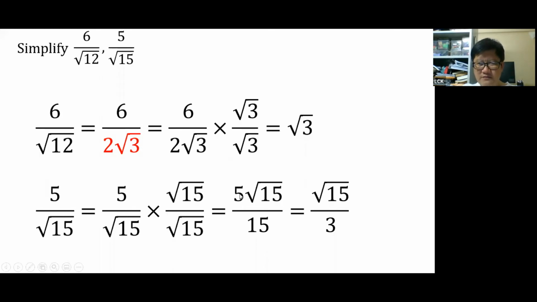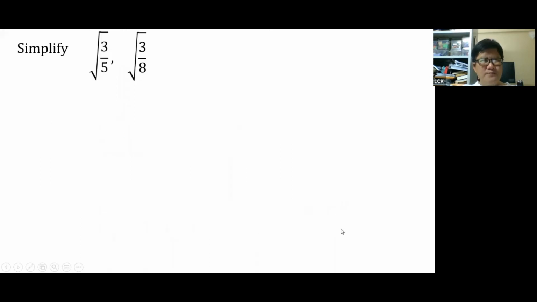And simplifying that, this is 5 and then that cancels out to be 3. So that's square root 15 over 3. Very simple. Okay.